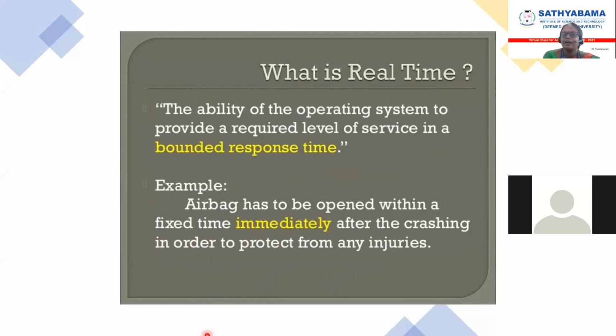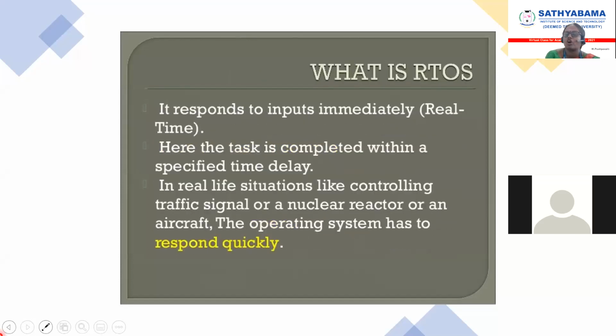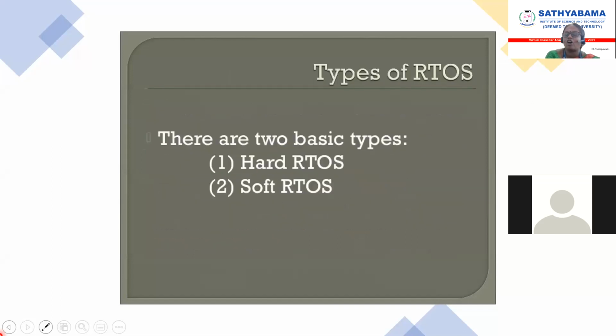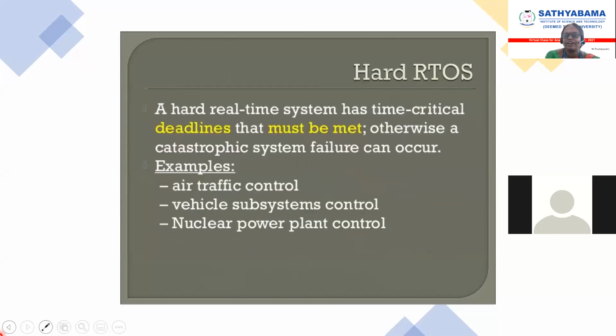That is why this is the definition of an RTOS: the ability of the operating system to provide a required level of service in a bounded response time. Time is the important and foremost condition for an RTOS. It has to respond quickly, it is time critical, and there are hardware RTOS and software RTOS. Hardware RTOS is wherever I use hardware control. They have given some examples: air traffic, vehicles, nuclear power plants and so on.